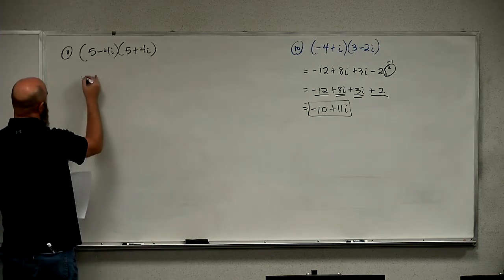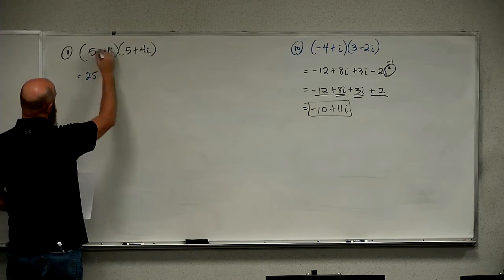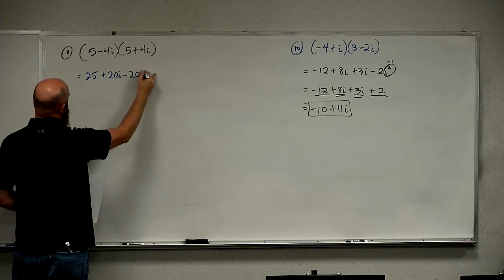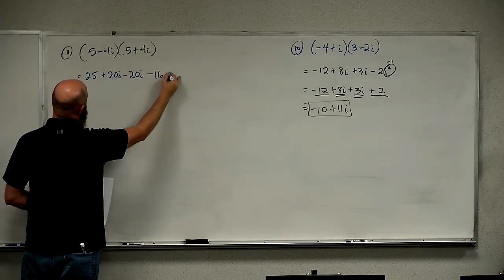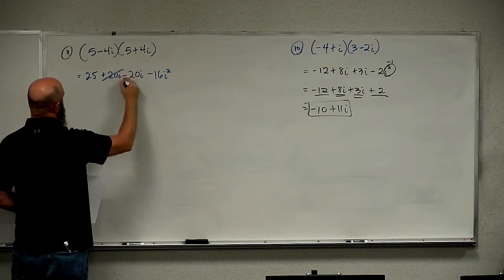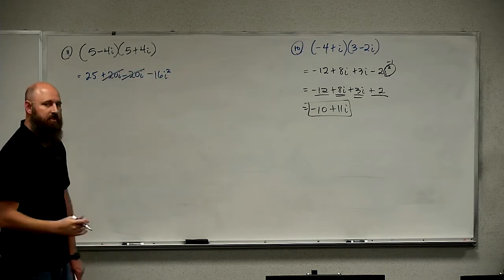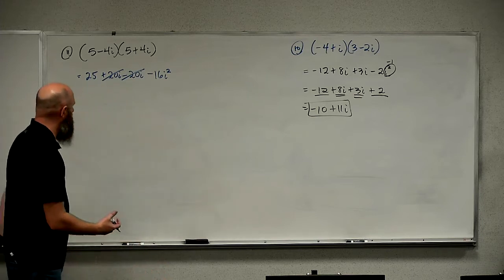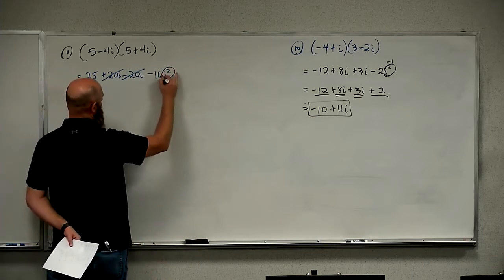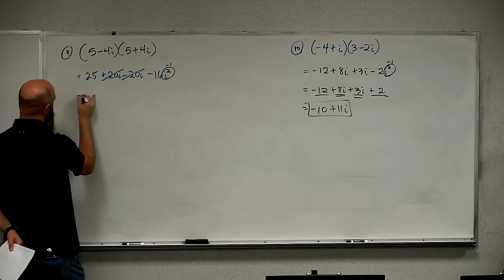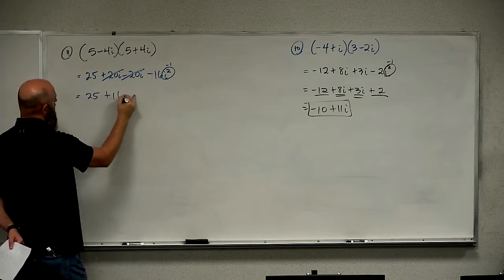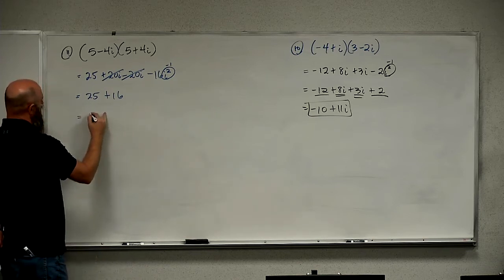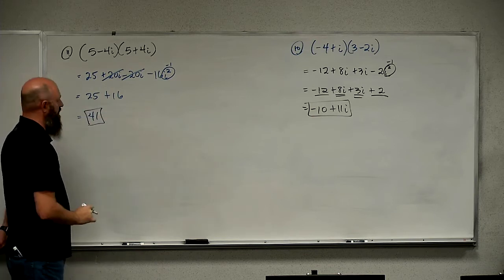All right, so we get our 25 here, plus 20i, minus 20i, minus 16i squared. Well, here, those are going to cancel out, and conjugates are always going to do that, just like we talked about previously on some multiplication pieces. And that i squared is going to be -1. So we actually got 25 plus 16. So 25 plus 16 should be 41.